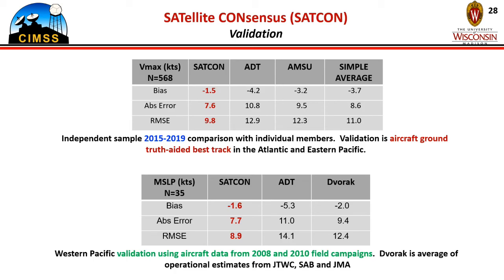SATCON was superior to both the individual SATCON members as well as the estimates provided using a simple average of the methods instead of the weighted average in the top sample, showing the value of the member weights. The bottom shows the SATCON versus the ADT and manual Dvorak estimates obtained during the field experiment from forecasters on station during the experiment.